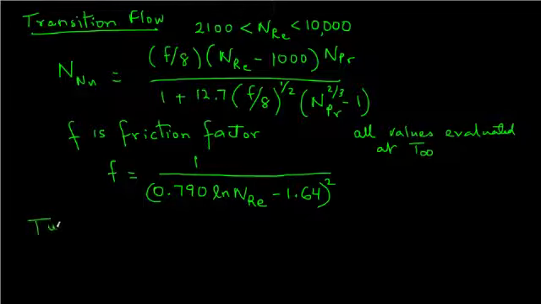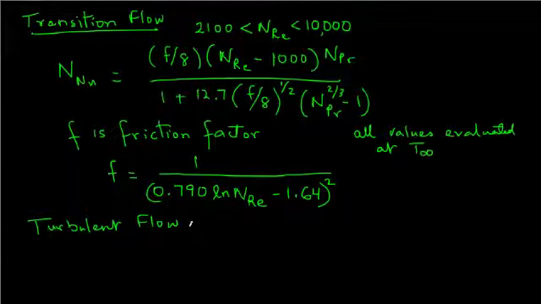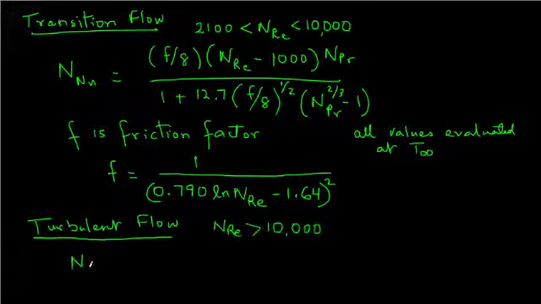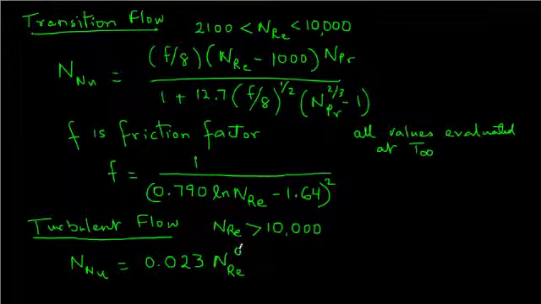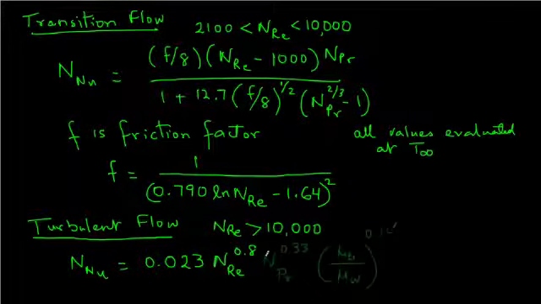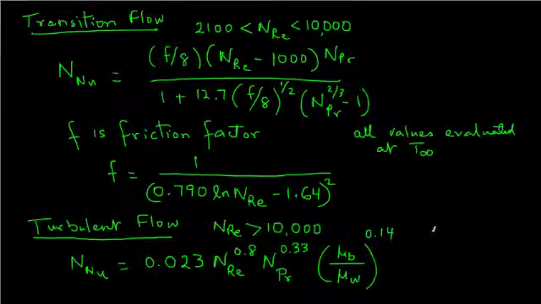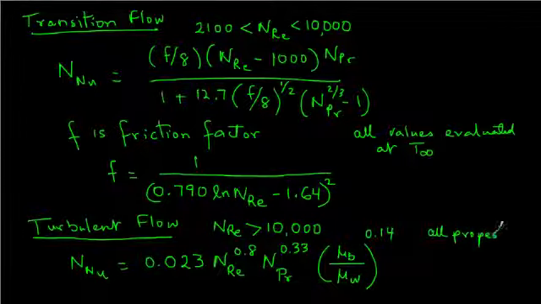The third case is of turbulent flow in a pipe, and in this case the Reynolds number is greater than 10,000. The formula in this case is Nusselt number equals 0.023 times Reynolds number raised to power 0.8 times Prandtl number raised to power 0.33 times mu b over mu w raised to power 0.14.